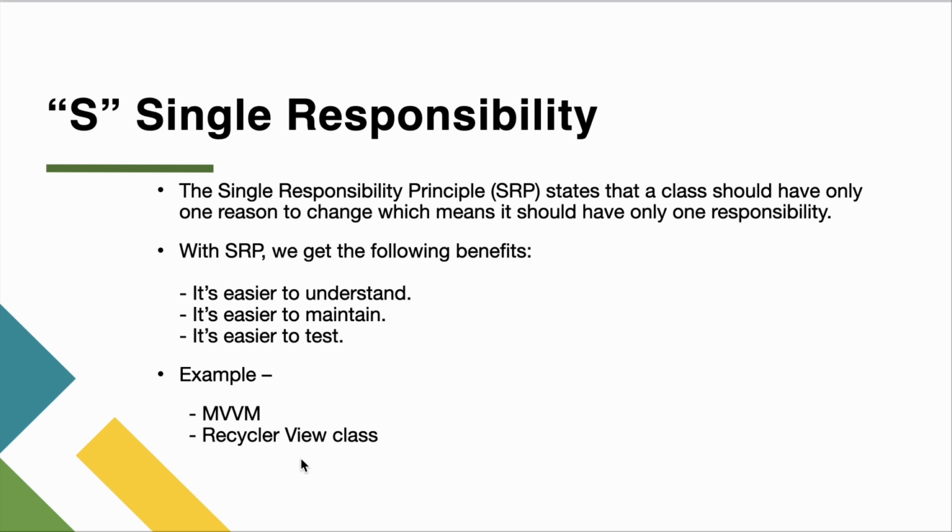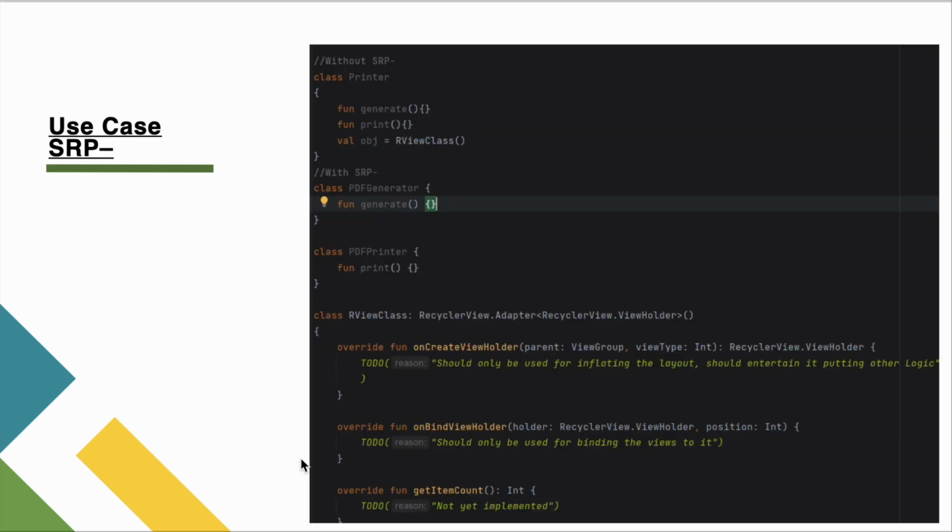So let's try to understand how single responsibility works using an example. There is a class called Printer, and that has two functions, generate and print. Now this class itself has multiple responsibilities. It is going to do these two things, which is not following the SRP principle. What if we segregate these two functions into two different classes, like class PDFGenerator, which will have a function called generate, and then class PDFPrinter, which will have the function to print. So each one of the classes will have its own responsibility to perform certain actions.